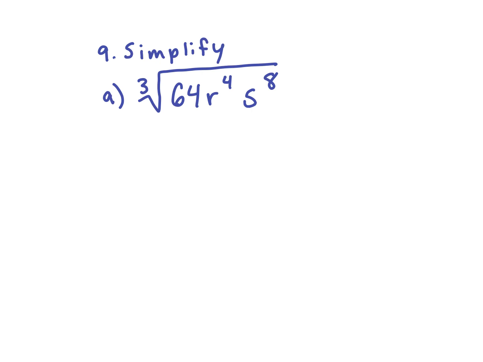So for A, we have the cubed root of 64 times r to the 4th power times s to the 8th power. So let's break each one down separate. What are 2 factors of 64? 8 and 8, and 2 factors of 8? 4 and 2, and 2 factors of 4 would be 2 and 2.